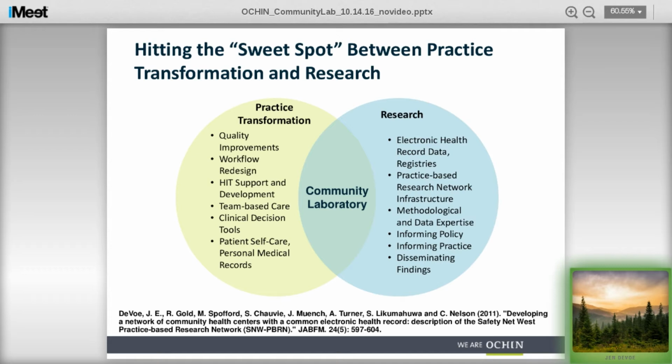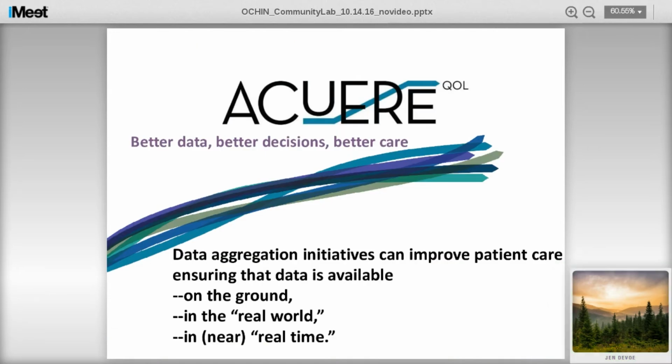At the same time, the same infrastructure and the same resources are supporting research. We have an electronic health records data warehouse. We're building registries. We have the infrastructure, the methodologists, the expertise to do the kind of research and science to inform practice, inform policy, and widely disseminate the findings from this science. So the community laboratory has really helped us find the sweet spot and expand it. As you can see, the more that these circles overlap, the greater benefit we have from the laboratory and the resources that we've developed, and the more likely it will be sustained and it will continue to grow.